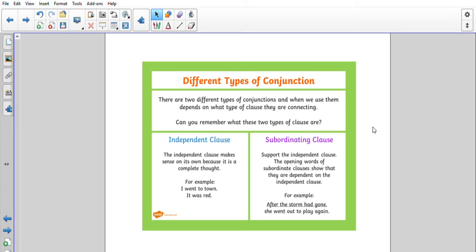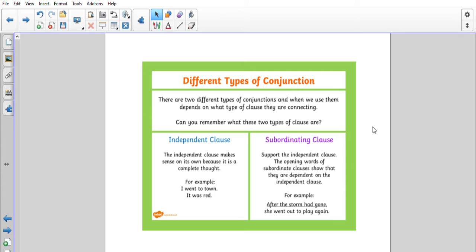So different types of conjunctions then, we have the subordinating and we have the coordinating conjunctions, but different types of clauses depend on which conjunction that we use as well. So if we've got an independent clause, they both make sense on their own. If you have a look at the example, "I went to town, it was red." We could use a conjunction to join those two sentences. "I went to town and it was red." So we can join those two independent clauses together.